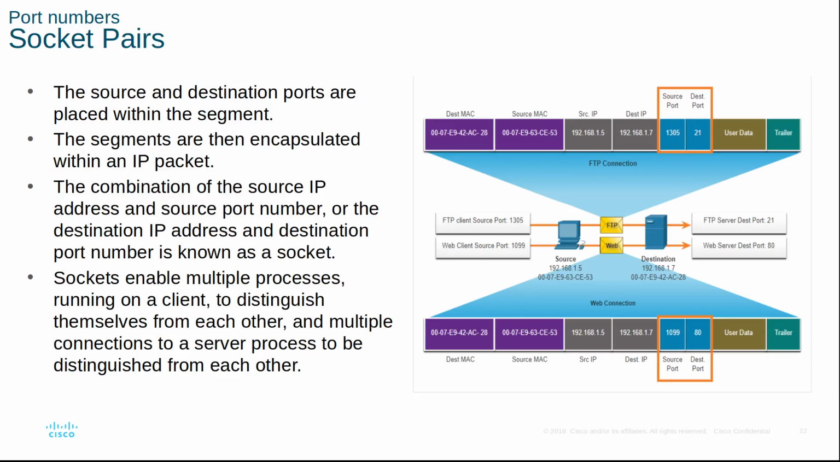The segments are then encapsulated within an IP packet. The source IP and source port number, or destination IP and destination port number, that's a socket, right? So we've got two sockets here: source IP and port, destination IP and port. Sockets allow you to have multiple processes running on a client, and they distinguish each conversation from other conversations on servers, right? It's just a useful thing. This is how, if you've got like 20 browser tabs open at the same time, it all works.